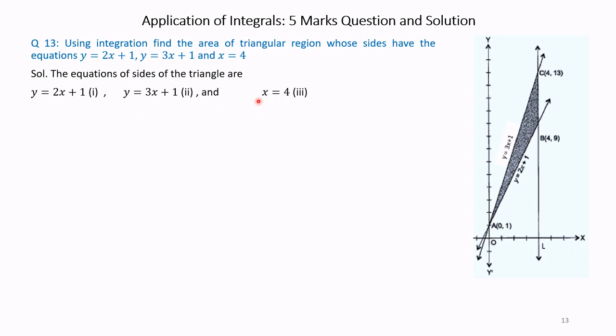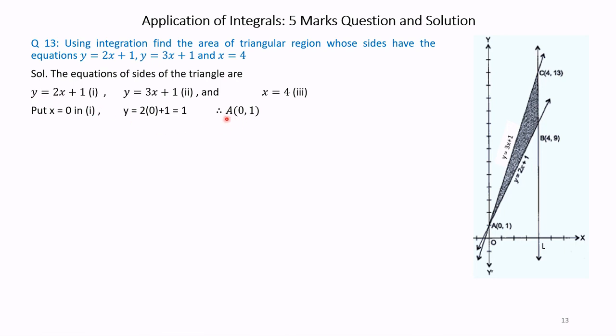X is equal to 4 is a line parallel to y because here the value of y is 0. So if we put the value of 4 in these two equations, we will get 2 points. First let us find out what is the value of y when x is equal to 0. Therefore, put x is equal to 0 in equation 1. We get y is equal to 1. So, when x is equal to 0, y is equal to 1.